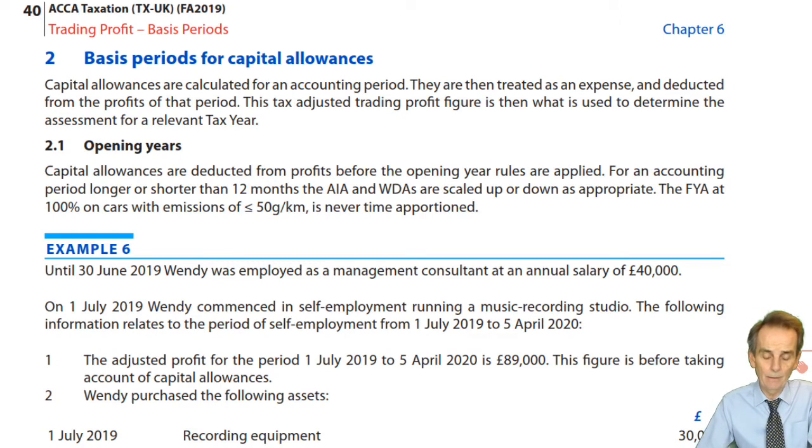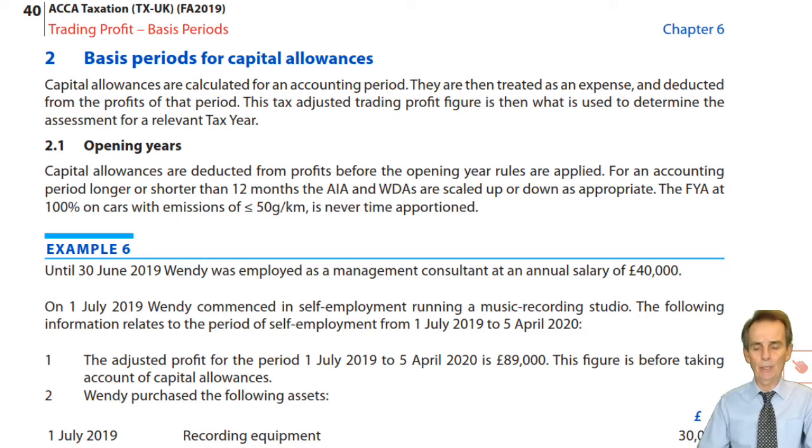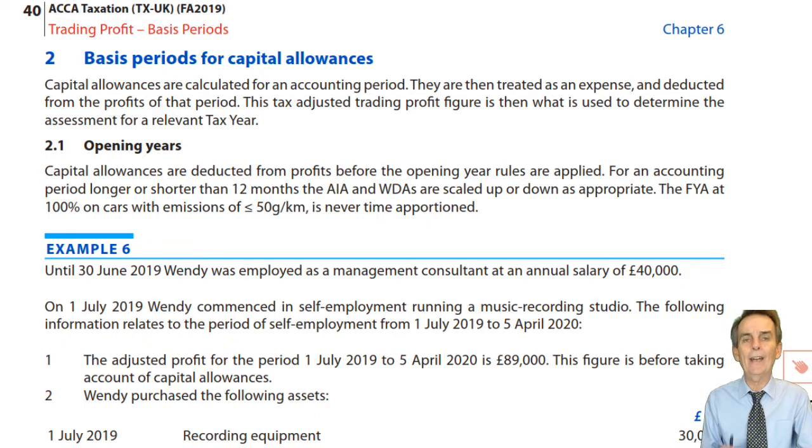Okay, well, as we said, therefore, the figures that we've used to work the assessments, both on a basic CYB, opening years or closing years, are the tax-adjusted trading profits. And they, as we know, are after adjusting the statement of profit or loss and then computing and deducting capital allowances. A capital allowance computation is prepared for an accounting period. Whatever is the accounting period, that's what we use for capital allowances.